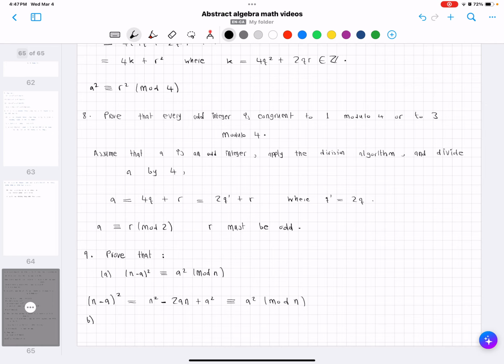Similarly, for part B, we want to prove that 2 times n minus a squared is congruent to a squared mod 4n. So let's show that.